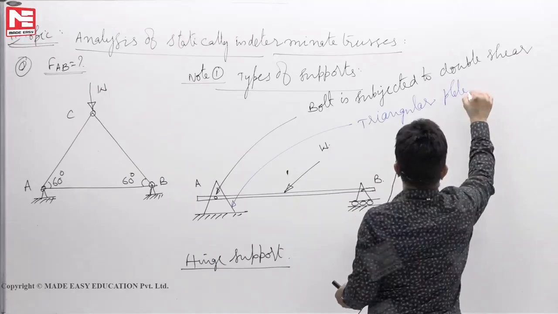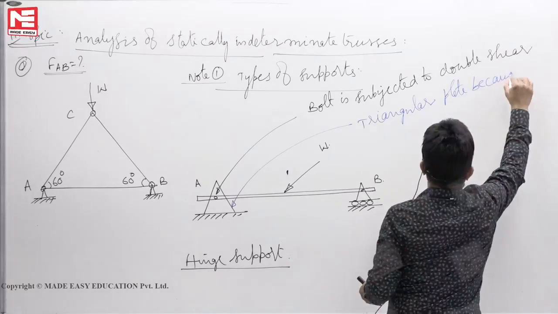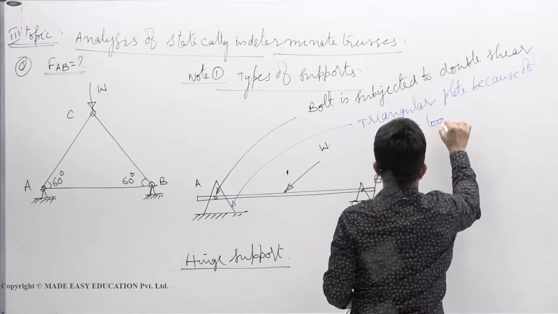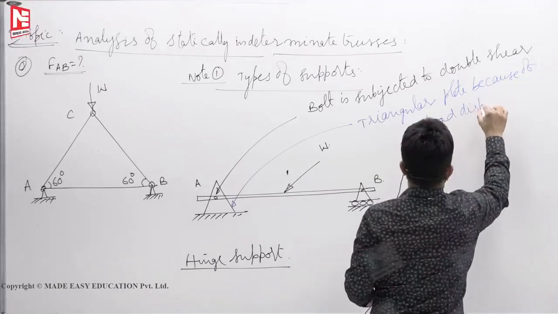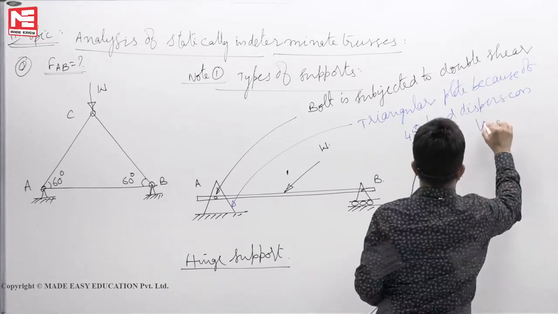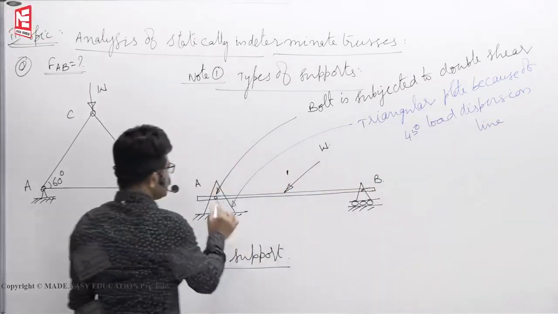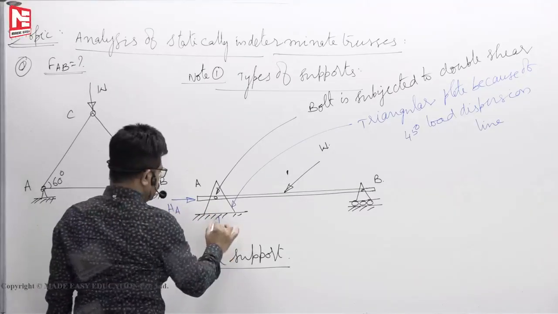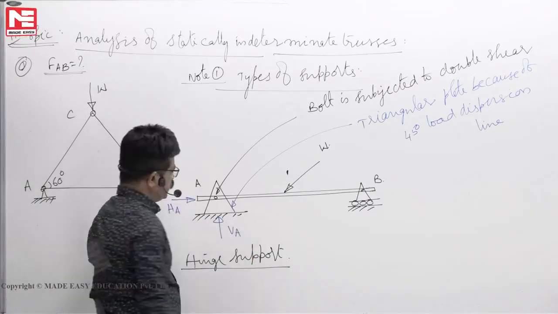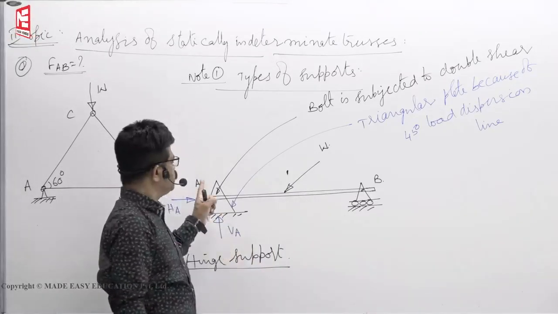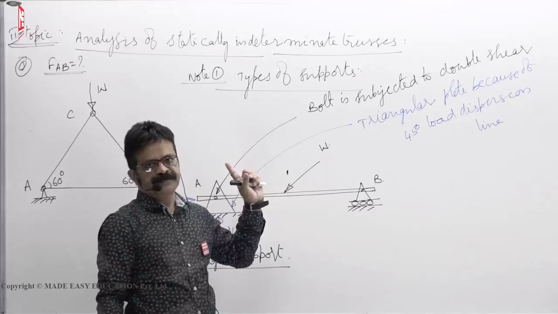Triangular plate, because of the 45 degrees load dispersion line. Okay. Now this pin will exert one horizontal reaction HA and one vertical reaction VA. So HA and VA are the forces exerted by the pin on the beam.